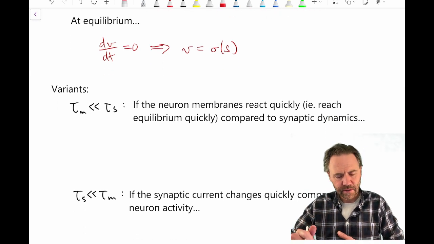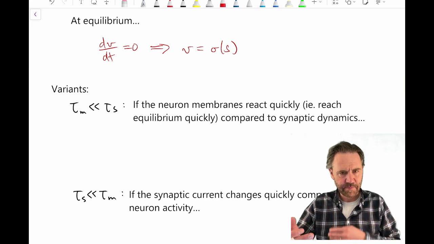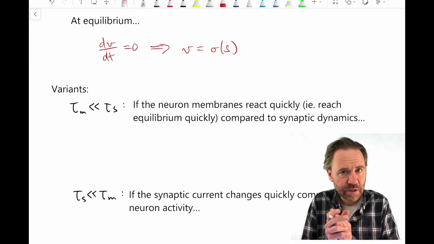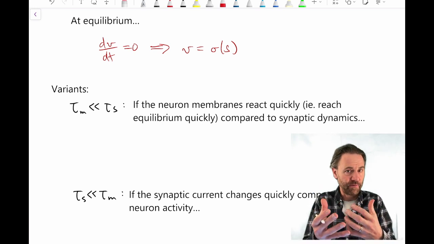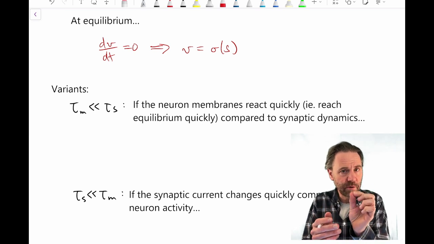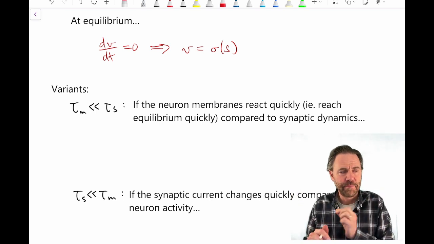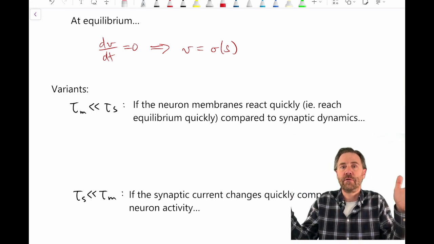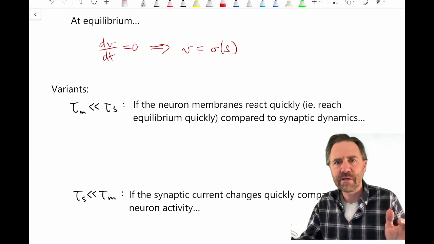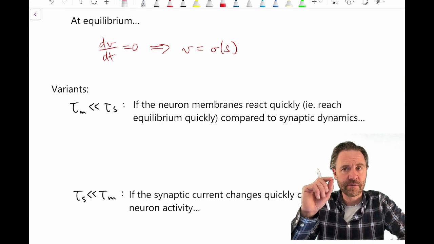for constant input. Now let's say tau sub m is much smaller than tau sub s. What does that mean? Remember, tau sub m is a membrane time constant, and a time constant gives you a time scale for how quickly things happen. With a small time constant, things are happening quickly. If tau is big, things are happening slowly. So if tau sub m is much smaller than tau sub s, that means V is updating more quickly than S. V is more dynamic and faster changing than S.